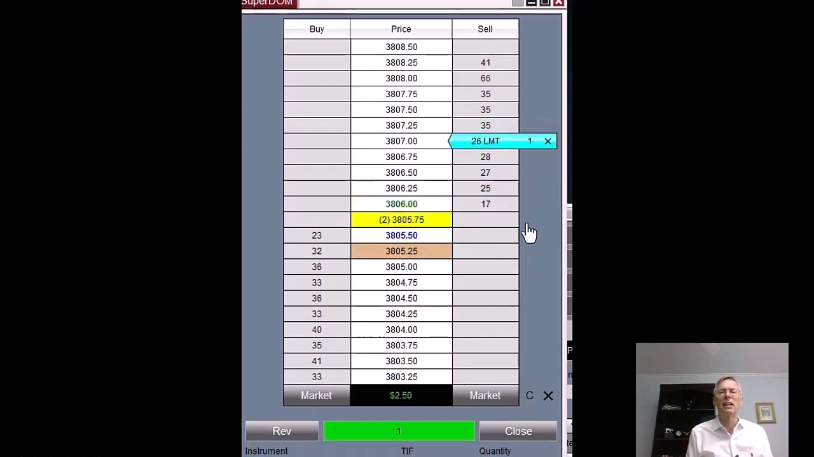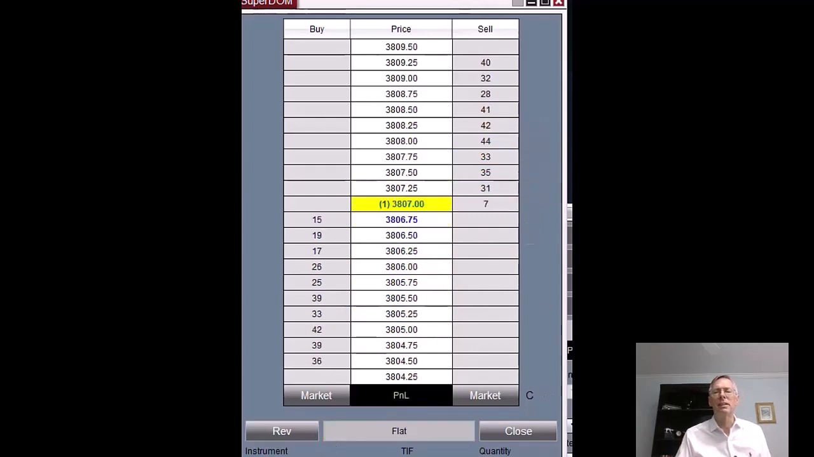All right, so here again, we've got that limit order at 38.07, and we'll see if we get filled. Okay, so we came up, got filled.